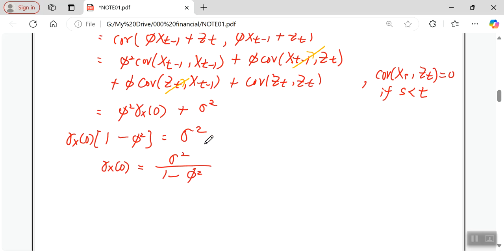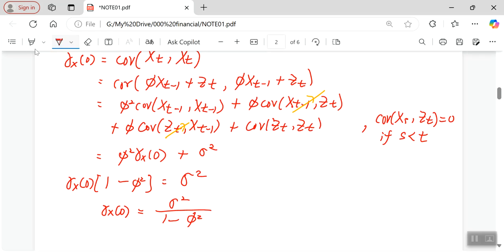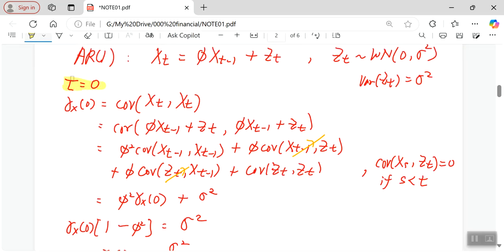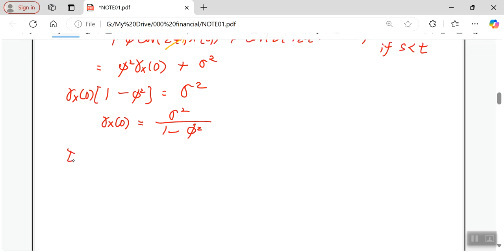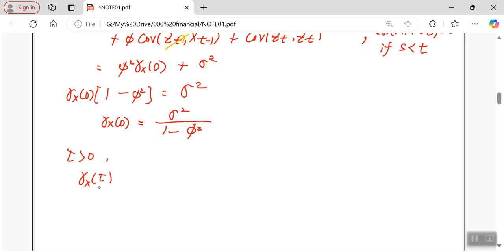So what happens at lag 0 is done. What happens if the lag is larger than 0? This is what we would like to see. In this case, we have gamma x of tau, with lag tau non-zero, so this will be the covariance of Xt and Xt minus tau.